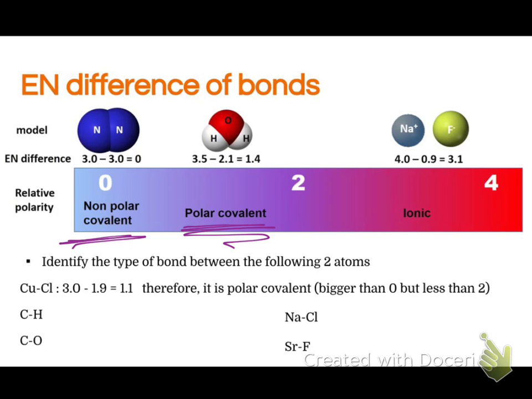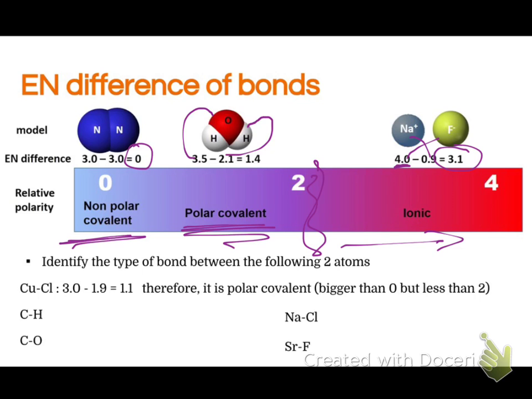So for example, oxygen and hydrogen in the water bond. Oxygen has a value of 3.5 from the electronegativity table, and hydrogen's about 2.1. So it falls in the range of polar covalent. If I reacted sodium and fluorine together, fluorine has a value of 4.0, sodium is 0.9. The difference between them is 3.1. So anything bigger than about 2 all the way up to 4 is ionic. Okay. Only things that are exactly 0 are called nonpolar covalent. Anything in between those ranges is called polar covalent.